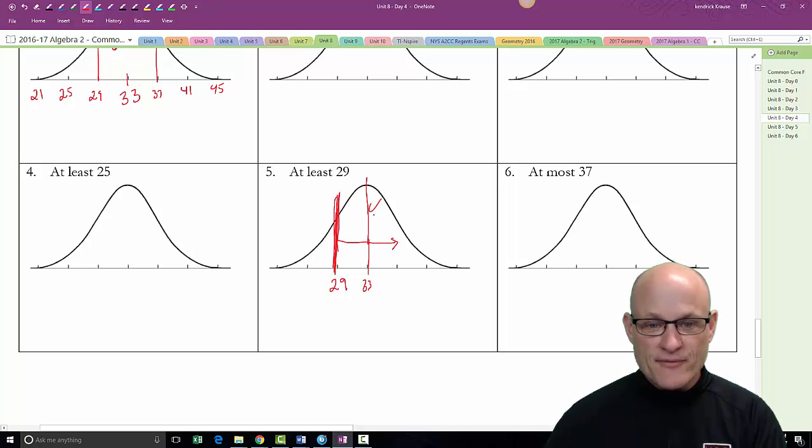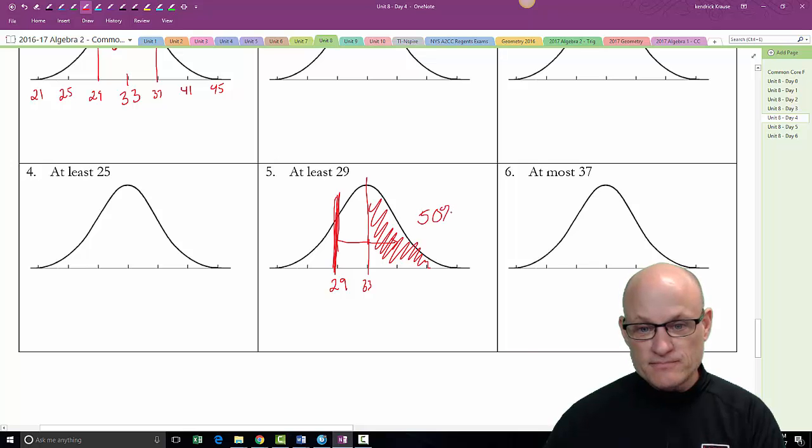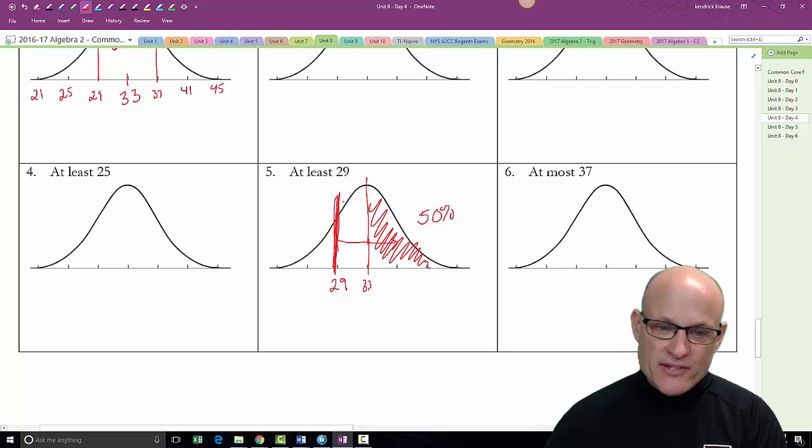Well, remember, if I fill in all of this, isn't this 50%? Yeah, that's 50%. And then what's this piece right here? Oh, we remember that that's 34.1%. So I'll take the 50%.